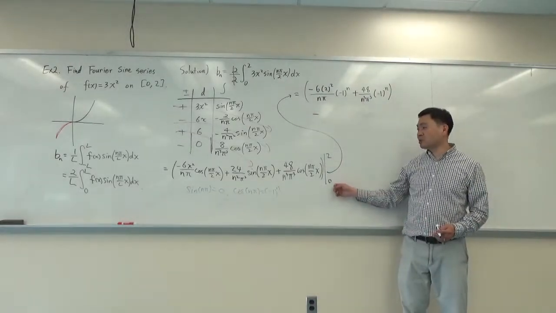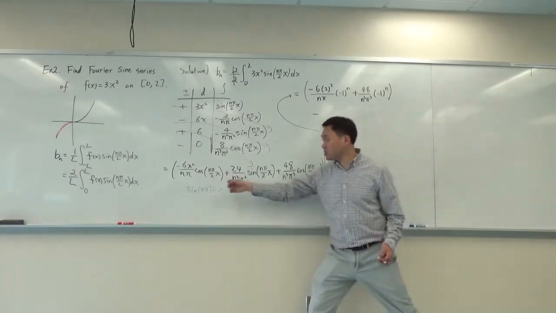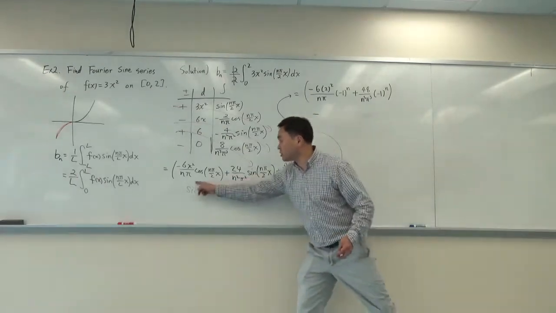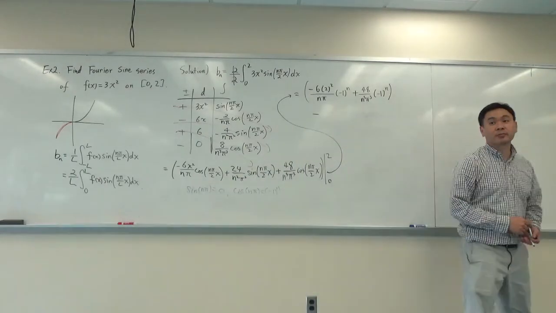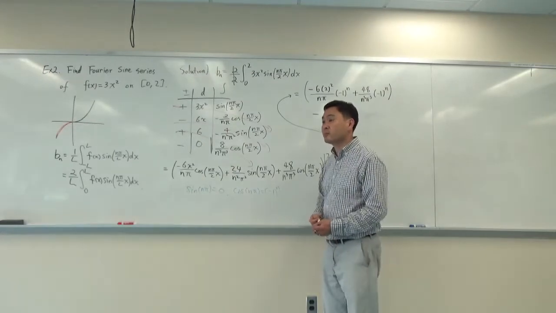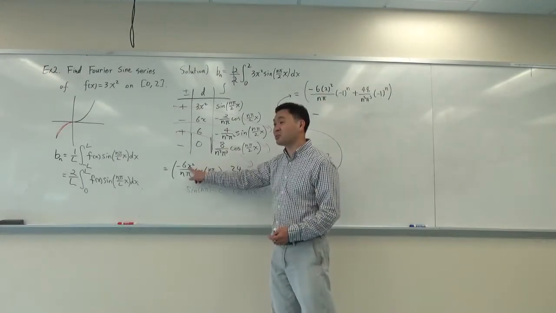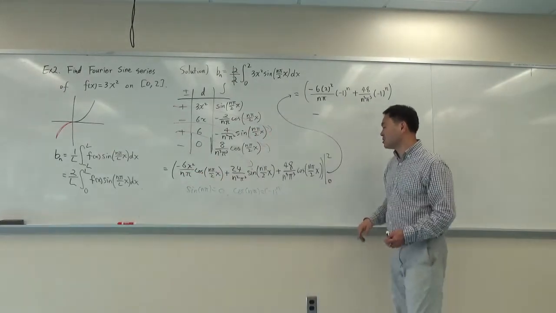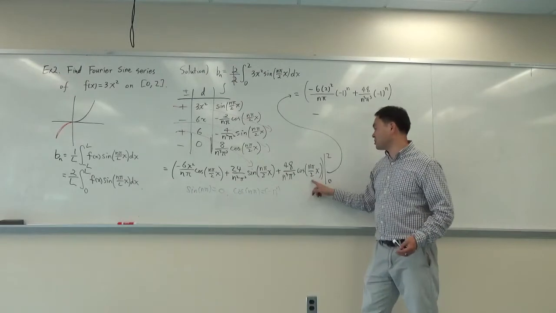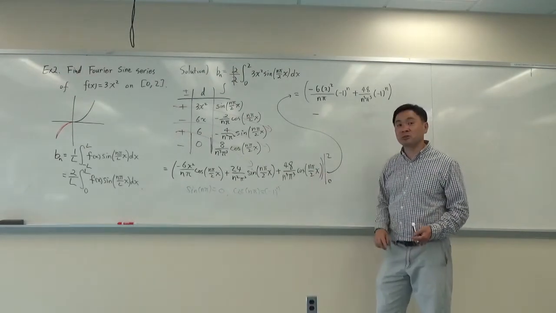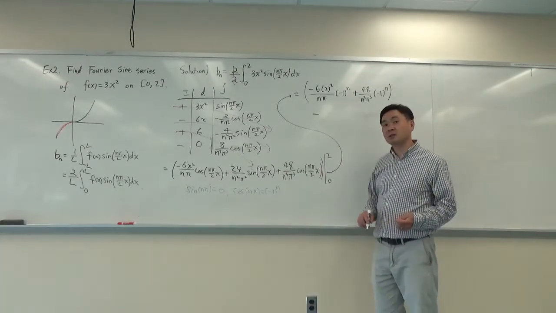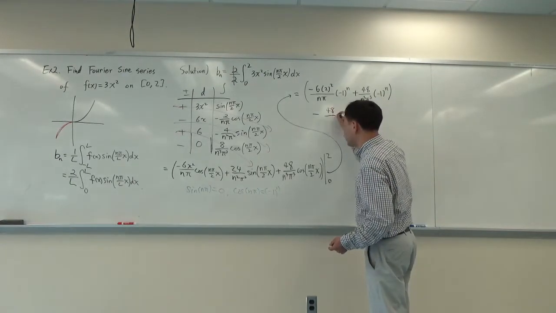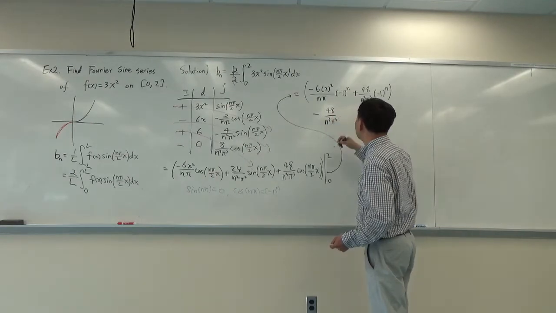Now this time, even more terms are 0, because when you plug in 0 here, it's 0. Can you tell me why? When you plug in 0 here, you get 0. Why? Negative 6 times 0. Yeah, 0 goes in here, right? 0 squared is 0, so this entire thing will be 0. Okay, that's nice. So that's 0, and this is the only thing that's not 0. What's cosine 0? 1. So you end up with 48 over n cubed pi cubed.